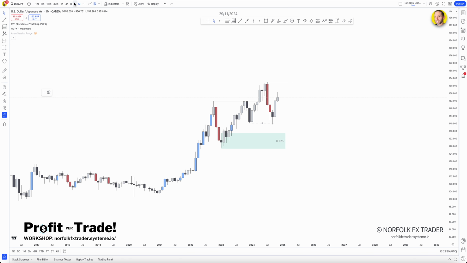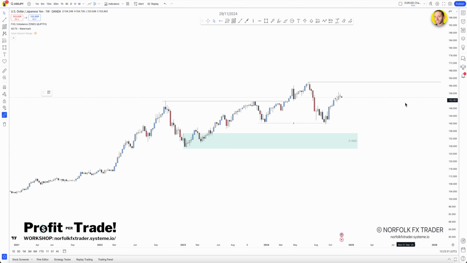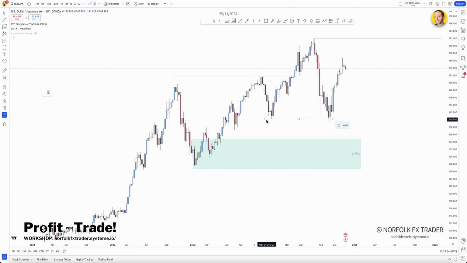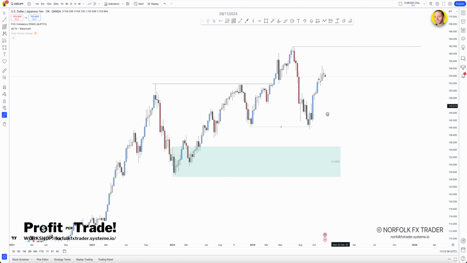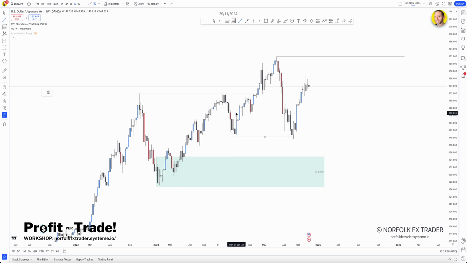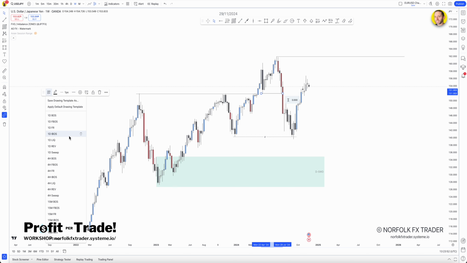And if we go down to a weekly, we can start looking for that internal structure. So we have this sweep through. My internal structure: we broke down, shifted bullish, pulled back, went bullish. So that's my last break to the upside. This is my last break to the downside. So we can mark this out as the push lower, pull back, continuation. Again, another push to the downside.